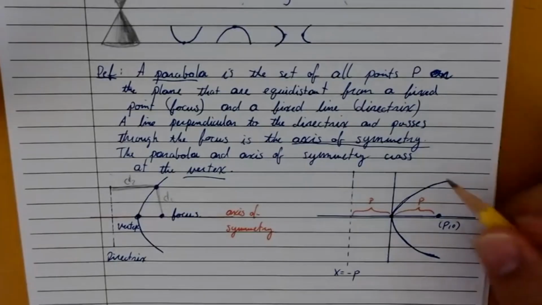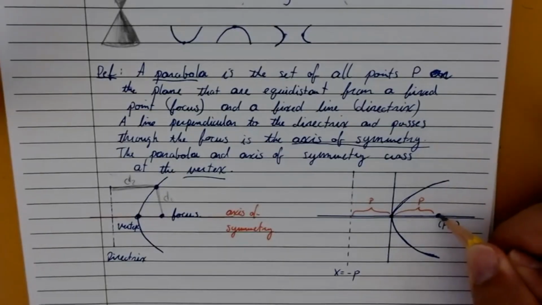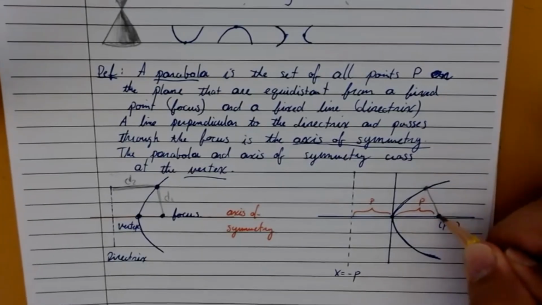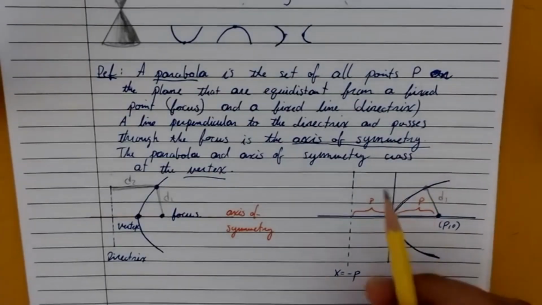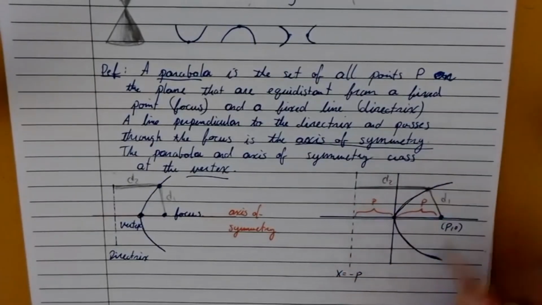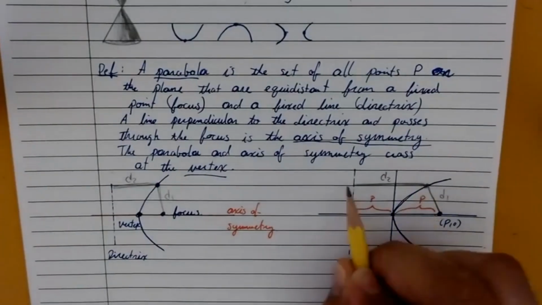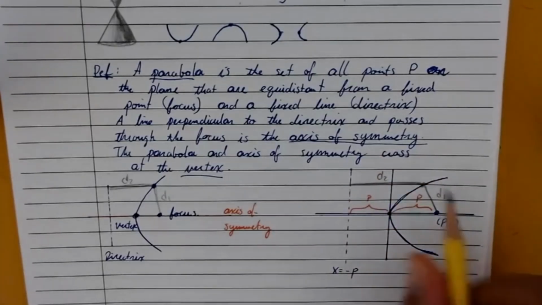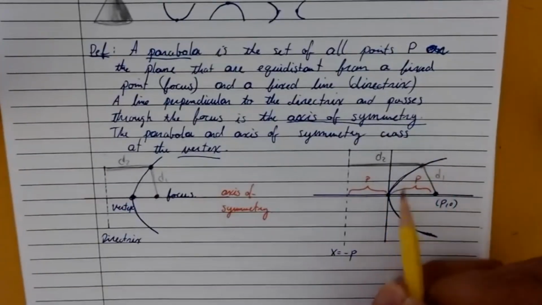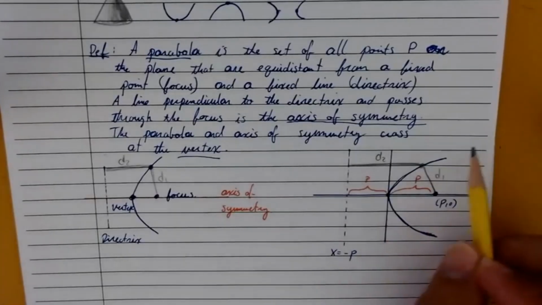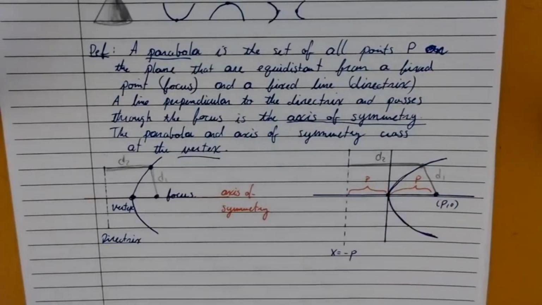Remember how this works. The distance from your focus to some point on your parabola, if we call that D1, has to be exactly the same as the distance from that point to the directrix, D2. I didn't do such a great job of that. It doesn't look like these are equal, but again, these are meant to be equal. This is just a sketch. I didn't take the time to make sure it was exactly the right size. But in order for this to actually be a parabola, these would have to be equal to each other.